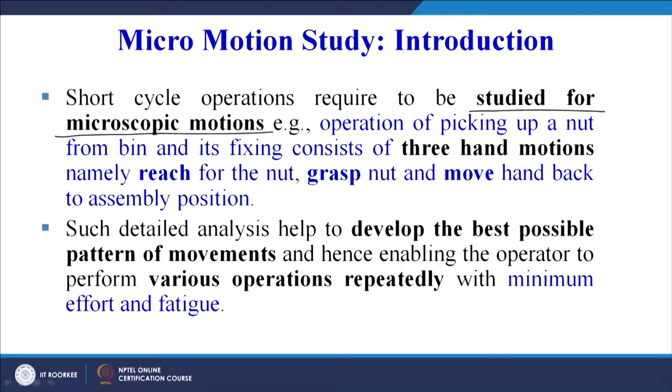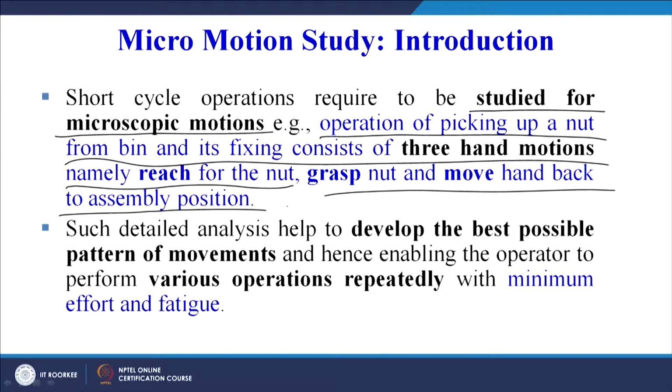For example, the operation of picking up a nut from a bin and fixing it consists of 3 hand motions, namely reach for the nut. So suppose this is the nut which is lying here. First operation will be reach for the nut, reach. Or sometimes, as per the ILO specification in the book, it is given as transport empty. So I am reaching to the nut. Second is grasp, I have to grasp it, take hold of this nut and move the hand back to assemble.